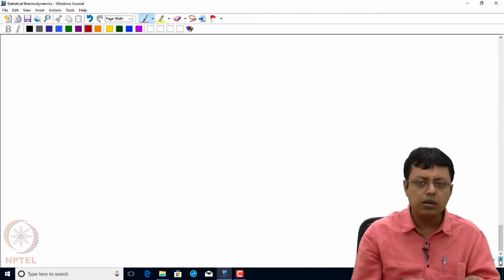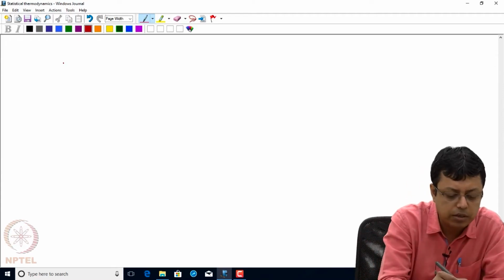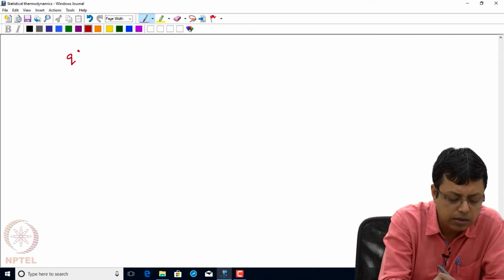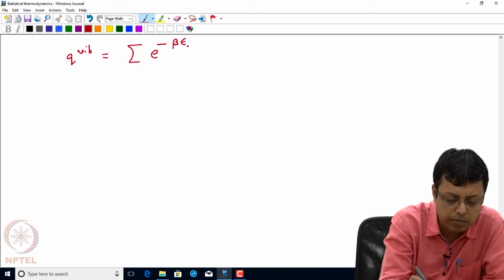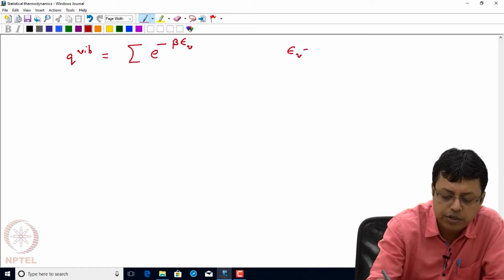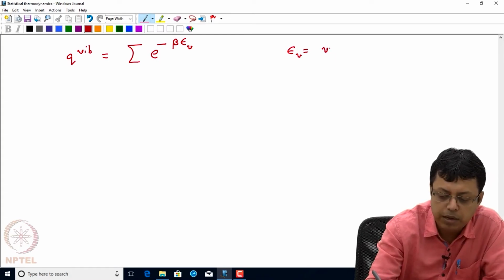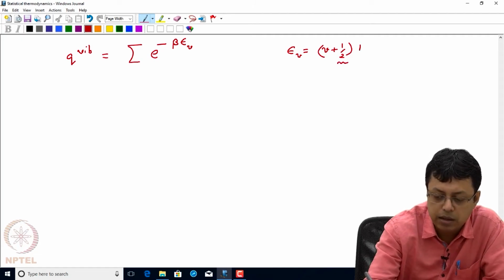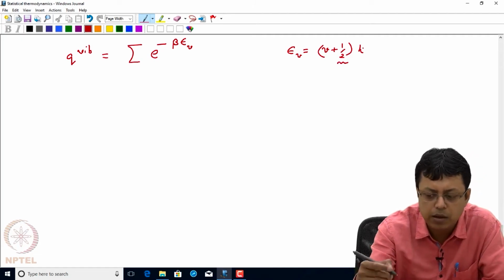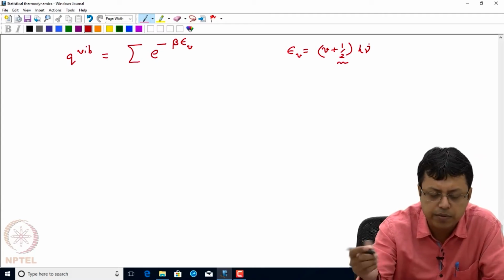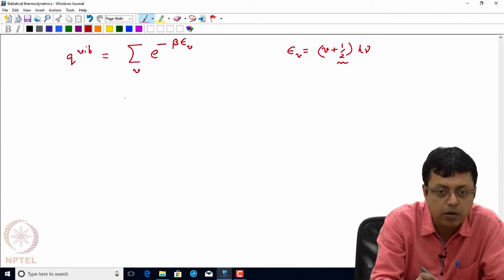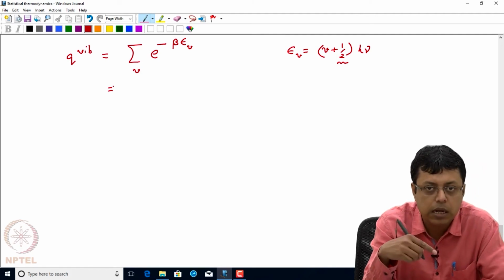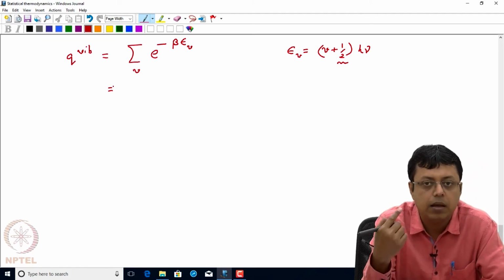Now let us talk about the vibrational partition function. Q vibration is nothing but the sum over e to the power minus beta epsilon vibration. Now we know that epsilon vibration is nothing but v plus half, where v is the quantum number, and for vibration we have a zero point energy level, and we can write it as h bar omega, or h nu, whichever way you prefer, and the sum is taken over v. But in this case I am not replacing the sum by integration.